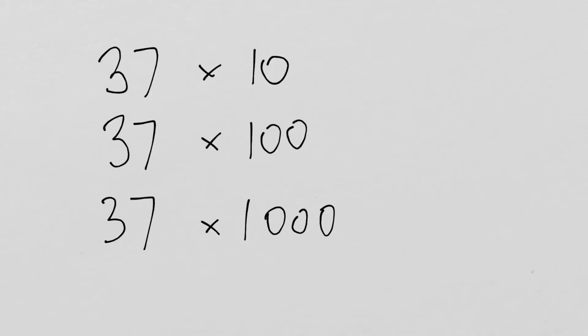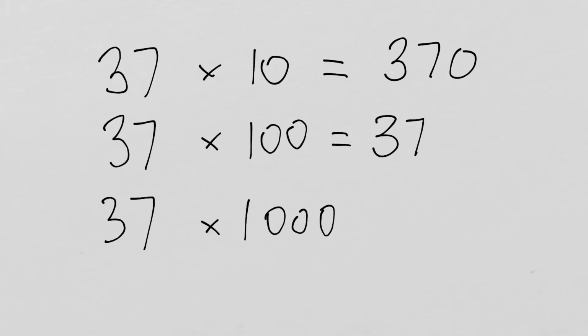So let's take a look at something like this. 37 times 10, we know that equals 370, right? Because you just add a 0. 37 times 100, well, this time you add 2 zeros. 37 times 1,000, well, this time you add 3 zeros, right? But what's really happening? Let's take a look at where the decimal point is.